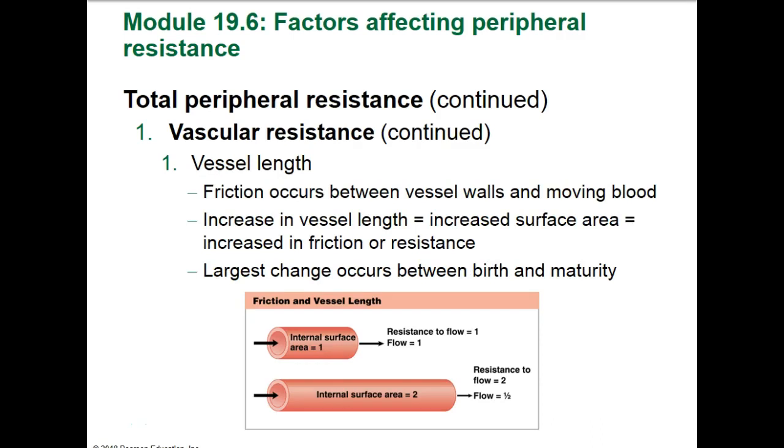Looking at those two components, vessel length: friction occurs between the vessel walls and moving blood, and as you have an increase in your vessel length, you have an increased surface area, and therefore an increase in your friction or your resistance. So the longer the vessel, the more friction, the more resistance. And the largest change we're going to see when it comes to vessel lengthening, of course, is between birth and maturity as the person is growing.